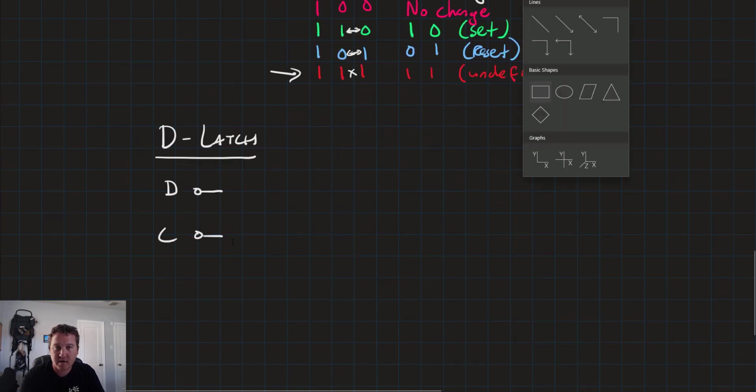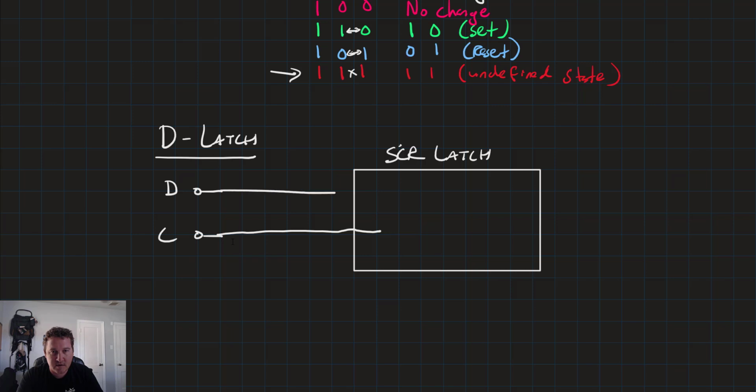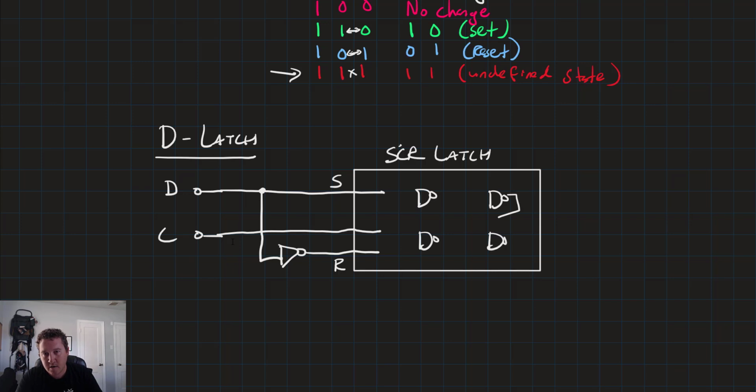It has an SCR latch that we just looked at, and all it does is it feeds control into control, and it takes D as the S input on the top and inverts it to give us that R input. And we go ahead and quickly draw the SCR sitting in there. It's not too complicated.